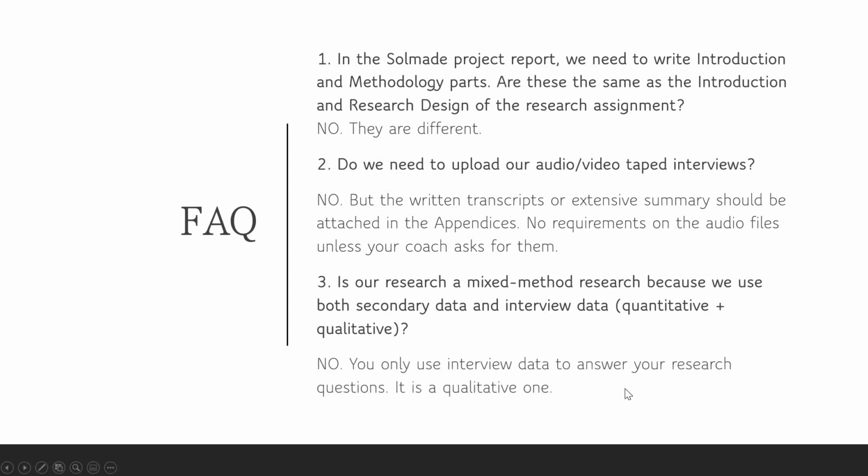As I mentioned, to determine what kind of research type it is, you need to think about what kind of method you use to collect the data to answer your research questions. The secondary data is only used to describe and introduce the research context, but we are not going to use it to answer the research question. Only the interview will be used to answer the research question. So that is why the current one is a qualitative research.